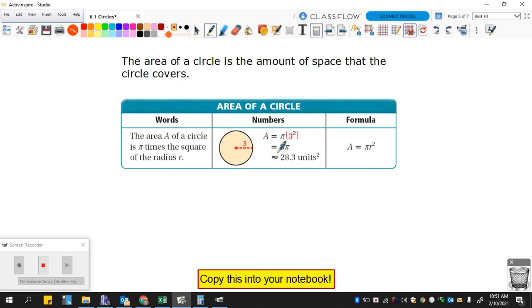All right, so the last thing we're going to talk about is the area of a circle. The area is just simply the amount of space that a circle covers over. This is useful oftentimes in construction or whatever, if you're trying to figure out how much material you need or something like that. So the area of a circle can be found by taking pi times the radius squared. And we notice here that we don't have two formulas. We're always going to use the radius. So pi times the radius squared. Go ahead and copy this into your notebook.